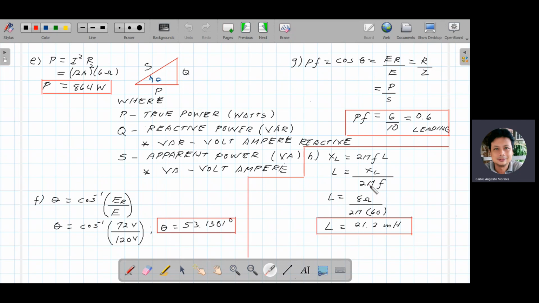Introduce ko yun later. So, XL is 2 pi FL. L is XL over 2 pi F. So, L is 8 ohms over 2 pi times 60. Let us solve for L, which is 21.2 millihenry. Kasi given naman yung XL. Pwede mo ma-solve yung inductance.